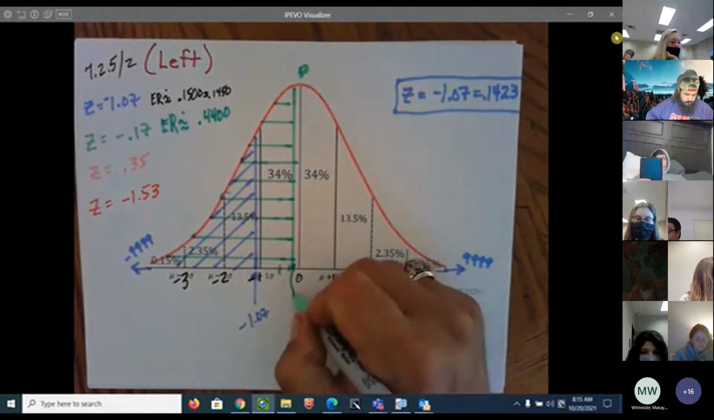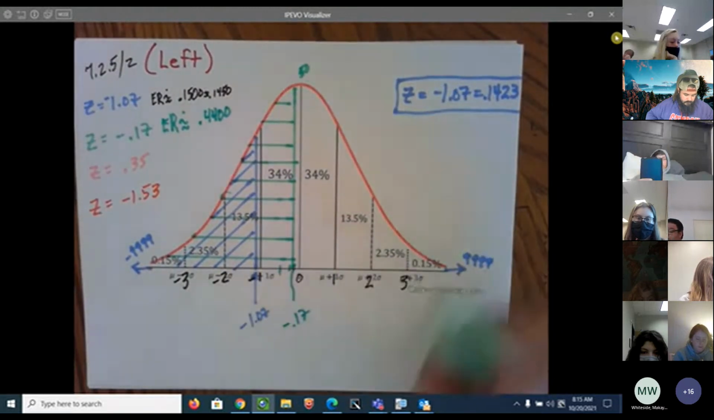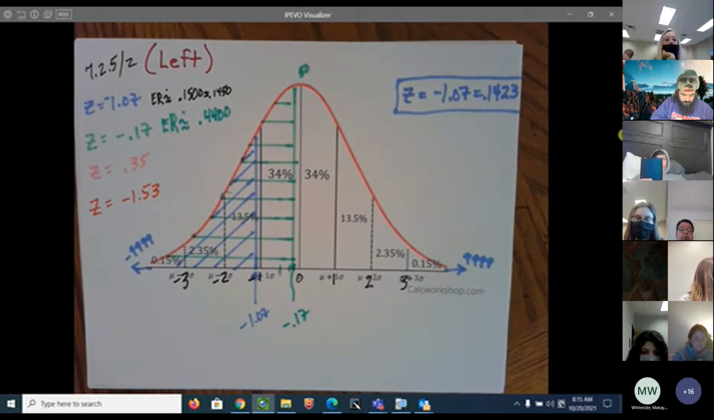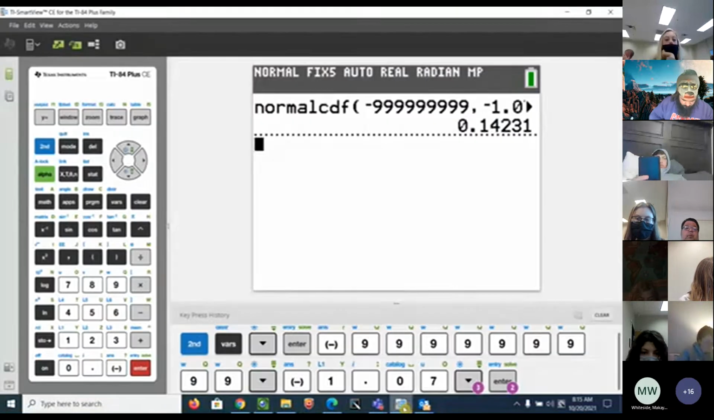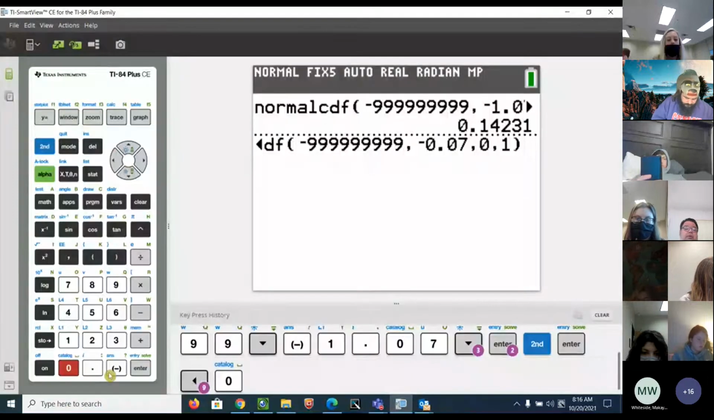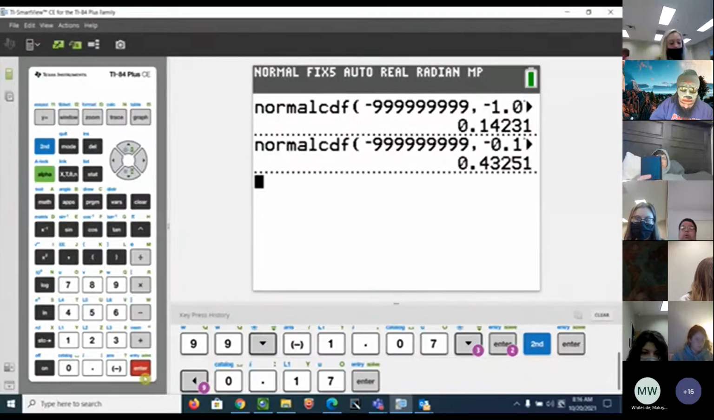No, this is 0.17. So negative 9999 to 0.17. Second, enter. Negative 999 to negative 1.7. 0.4325. So the probability to the left of negative 0.17 is equal to 0.4325.